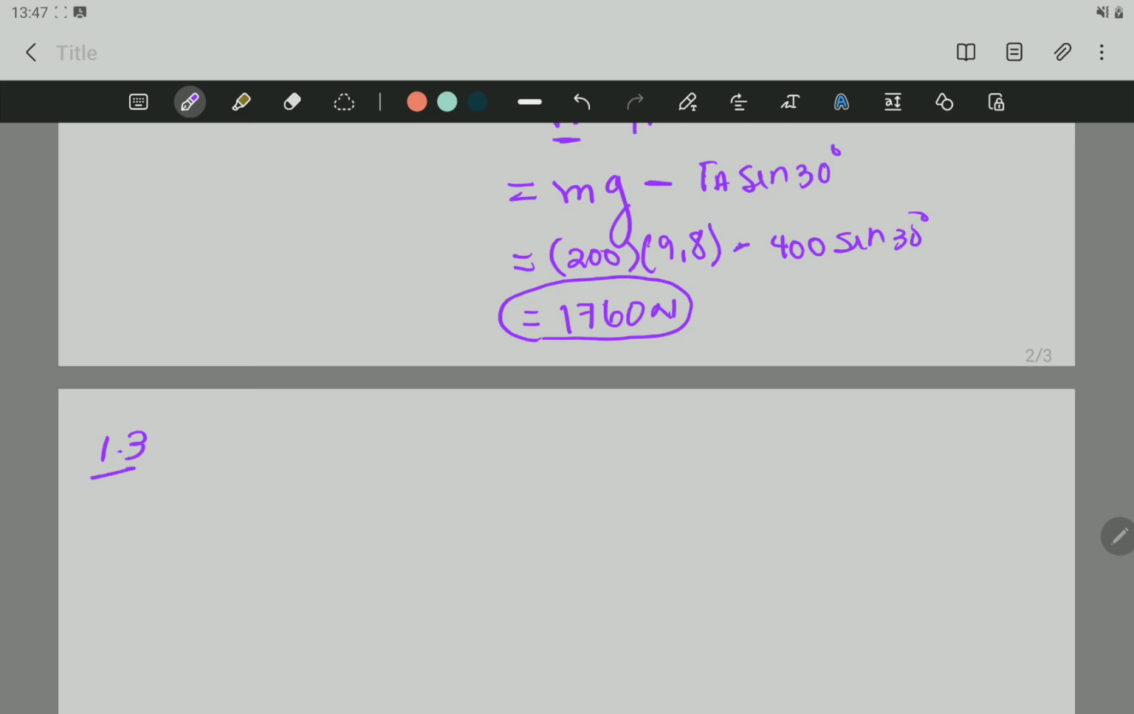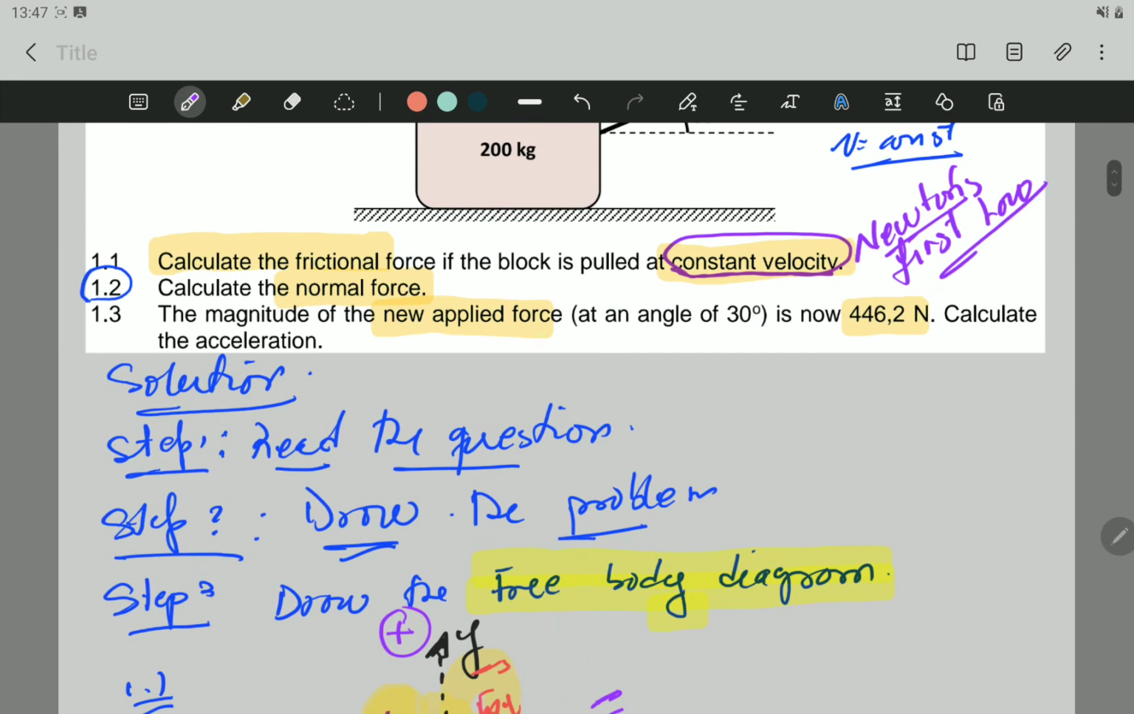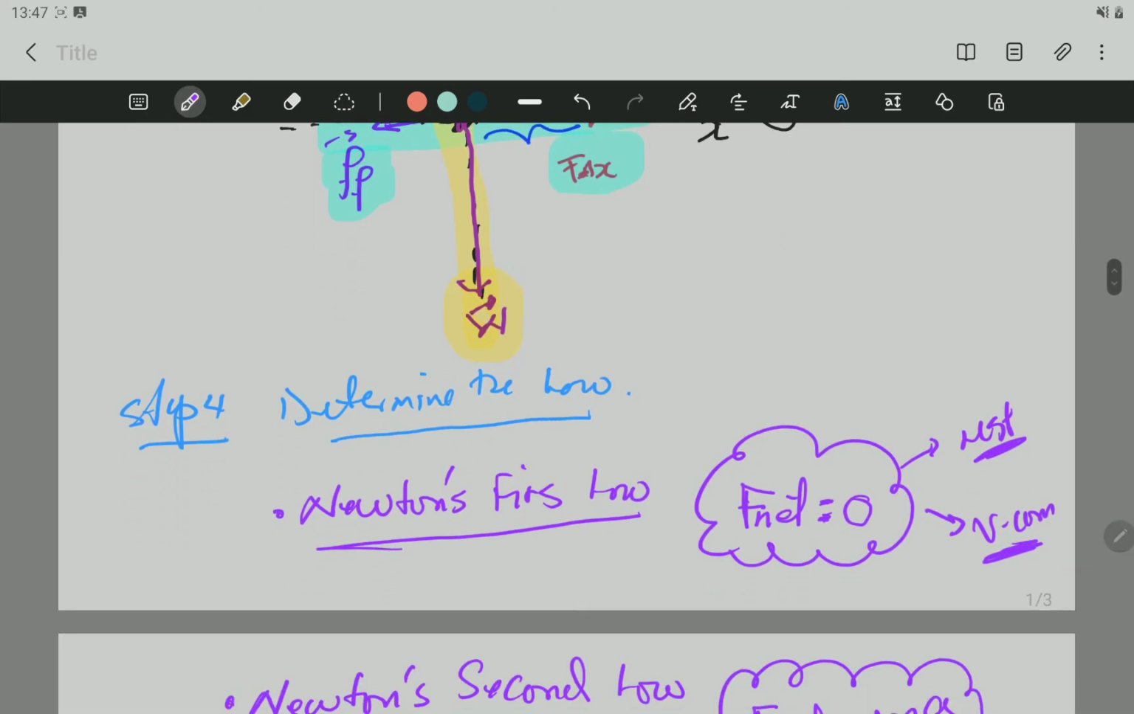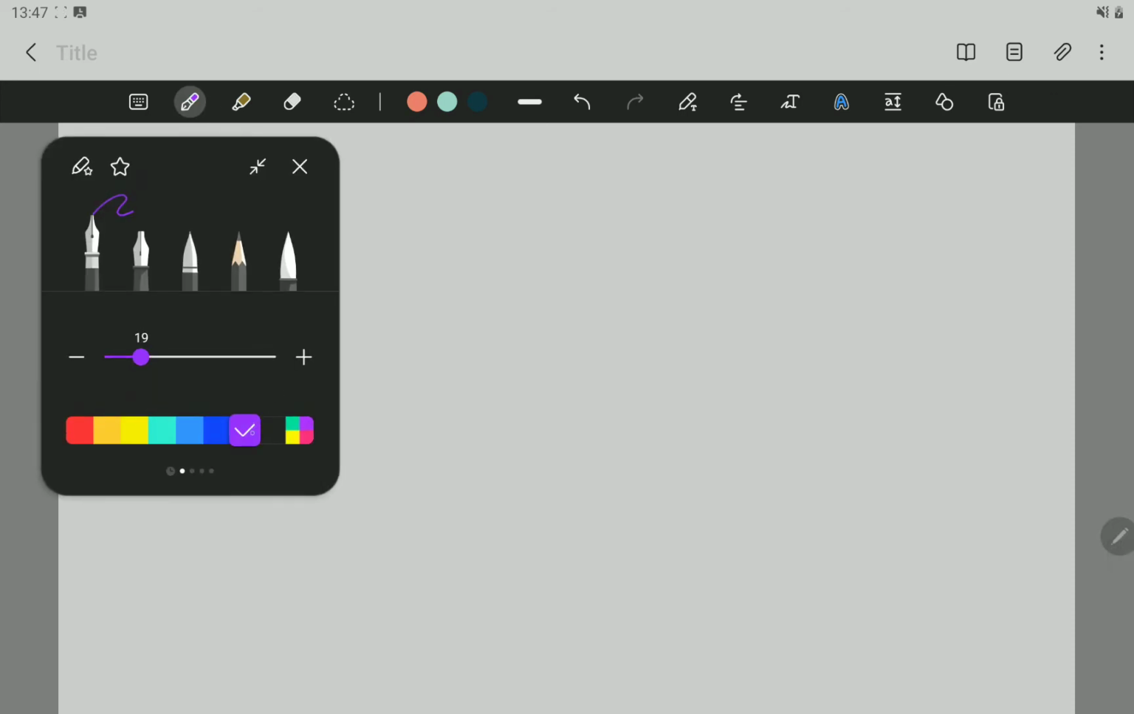Now question 1.3 changed a little bit. They said that the force is now increased to 446,2, and now we do have acceleration. So the free body diagram will be the same, but the only difference is that the applied force in X is going to be a little bit bigger. So it's the same free body diagram.